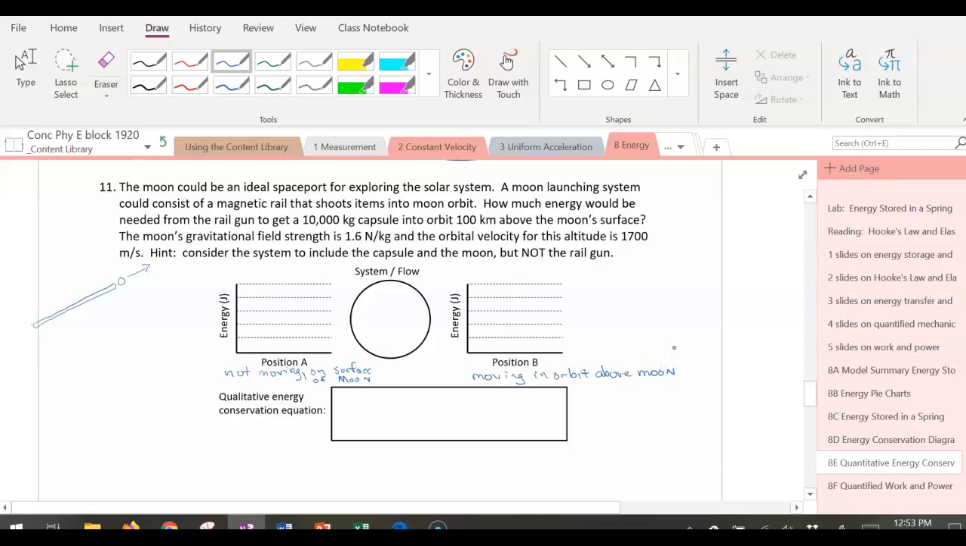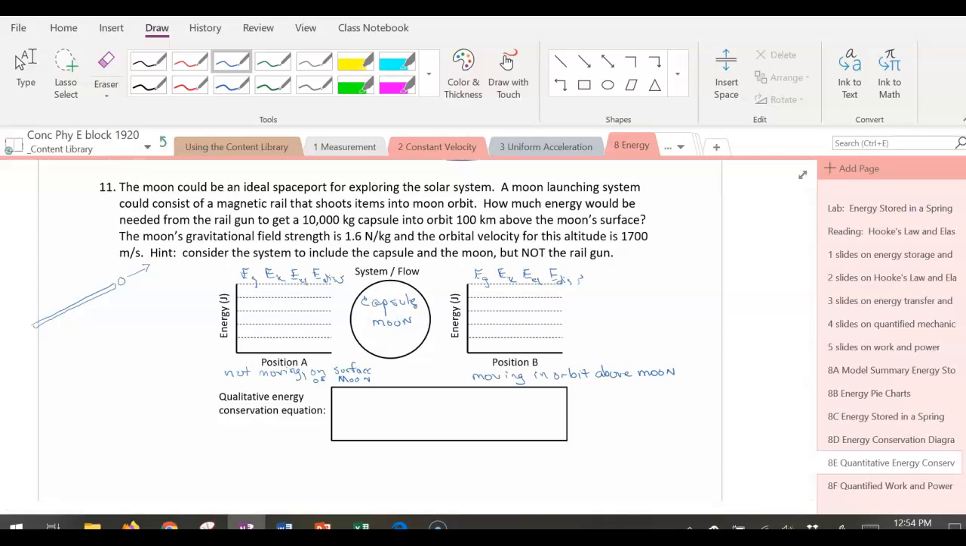Okay. So if we think about the types of mechanical energies: gravitational, kinetic, elastic, and dissipated. I'm just going to set myself up by putting those labels on both sides here. That way I've got reminders for what kinds of energies we might want to include. It says, hint, consider the system to be the capsule and the moon, but not that rail gun that's going to shoot the capsule into orbit.